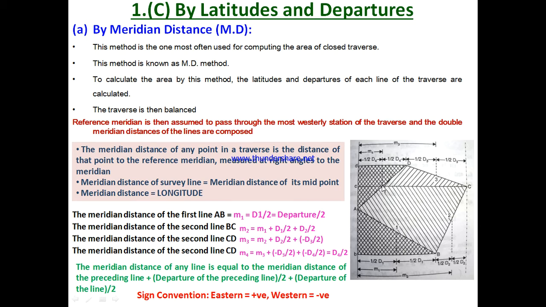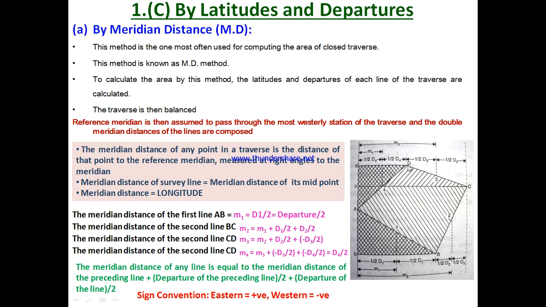Okay. So it means up to m3 we have already calculated. We don't have any doubt up to this part. So now this value we will take as it is. This value, from AB to BC to this point, is equal to m3. So m3 minus d3 by 2.